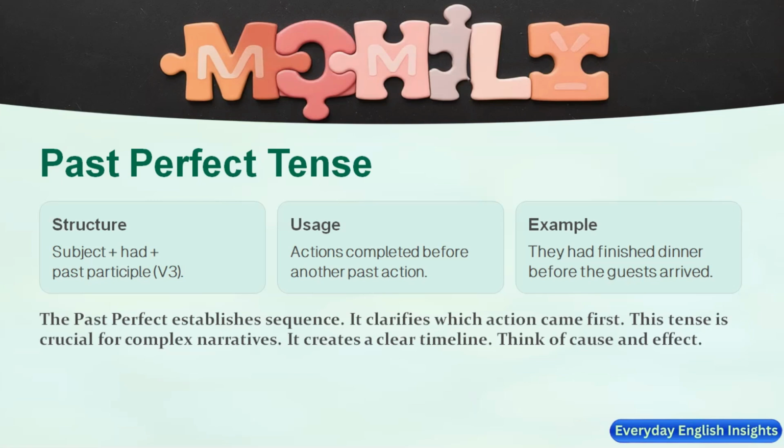Next up, the past perfect tense. Structure: subject plus had plus past participle. Usage: use this when you are talking about an action that happened before another action in the past. Example: they had finished dinner before the guests arrived.